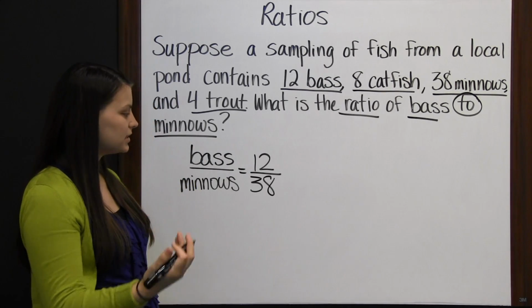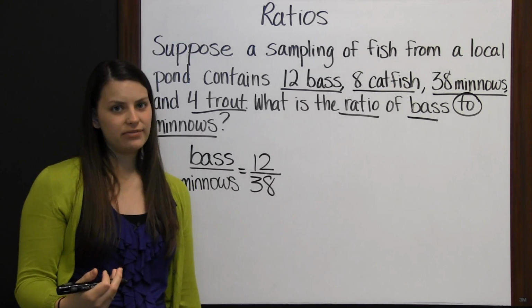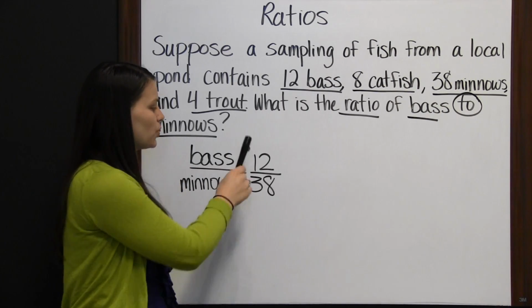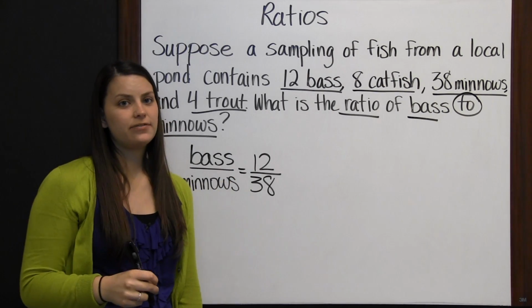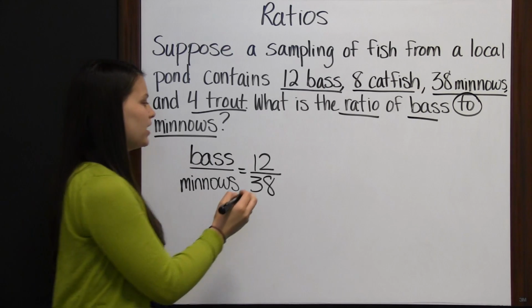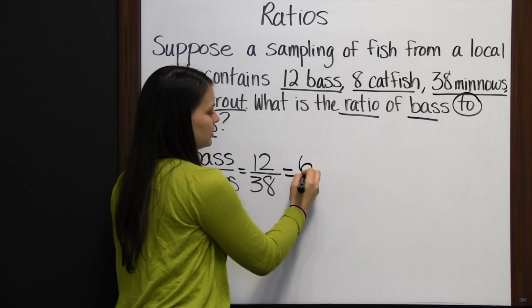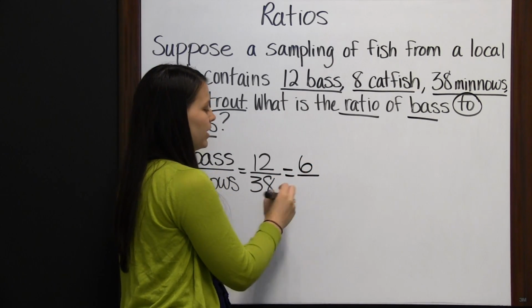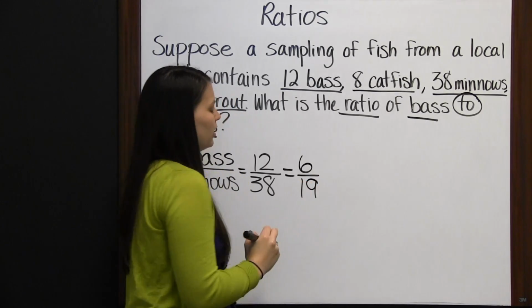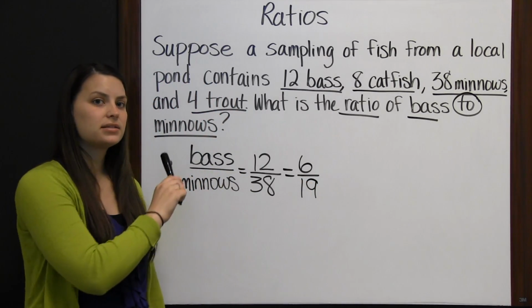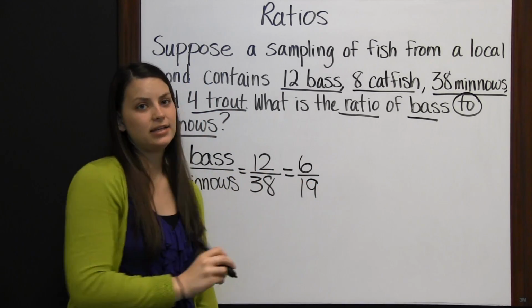But again, since this is a fraction, we're going to simplify it if we can. And 12 and 38 do have a GCF of 2, so we're going to divide 12 by 2 to get 6, and we'll divide 38 by 2 to get 19. Therefore, our ratio of bass to minnows is 6 to 19.